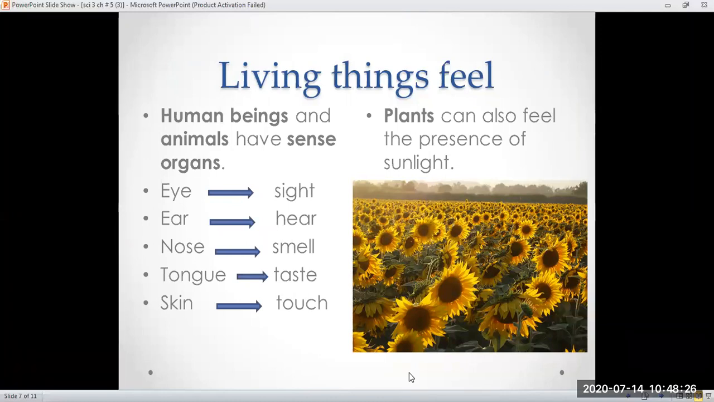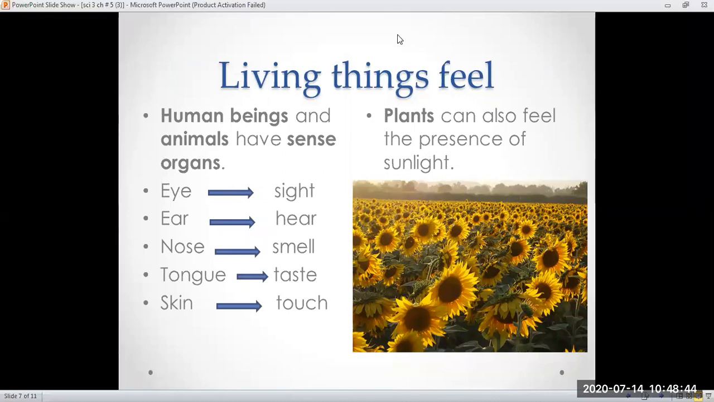The last characteristic of living things is that all living things can feel. Like you can feel, like I can feel. Human beings and animals have special sense organs. Sense organs are those which help us to feel.